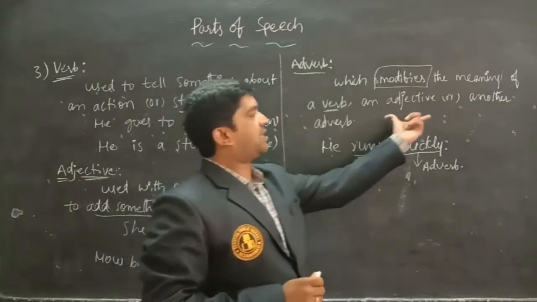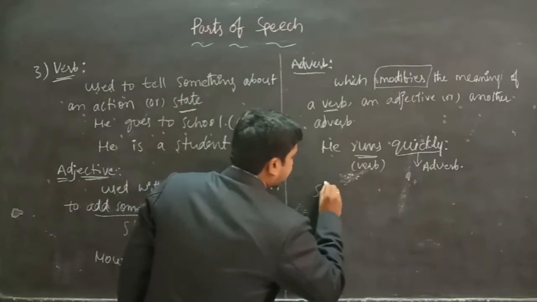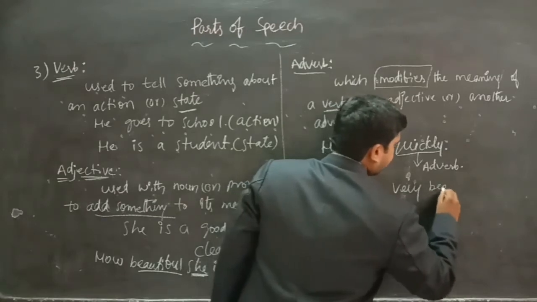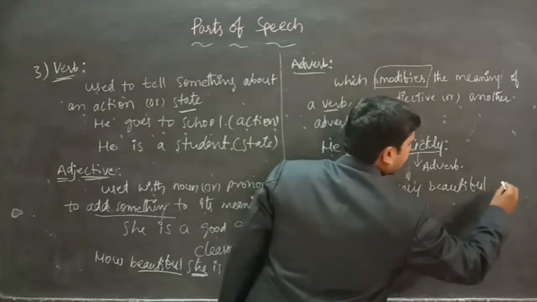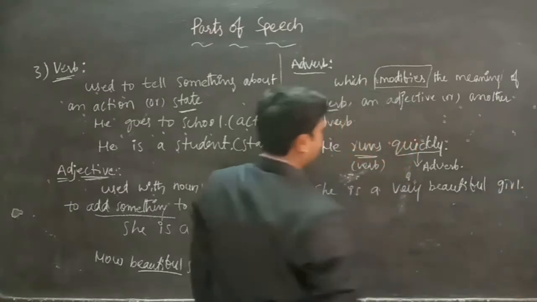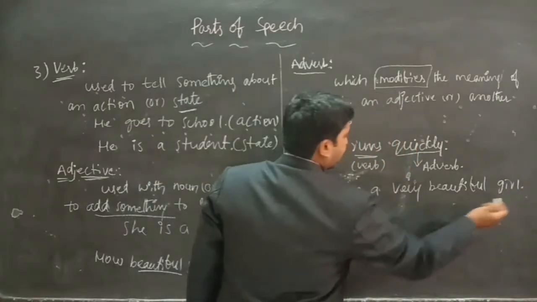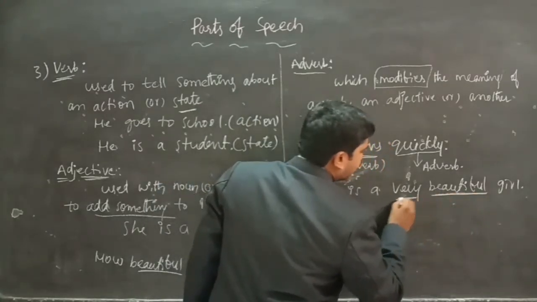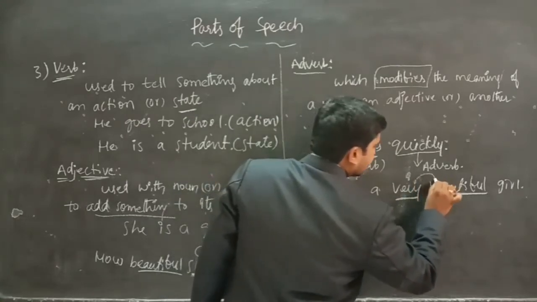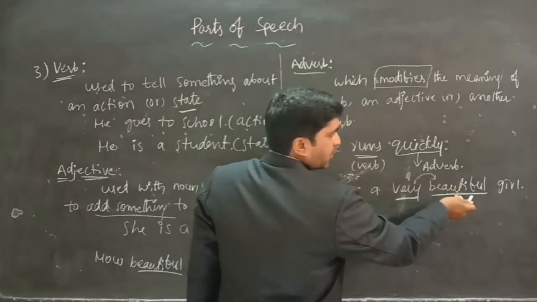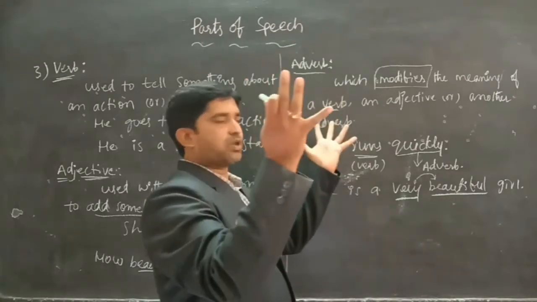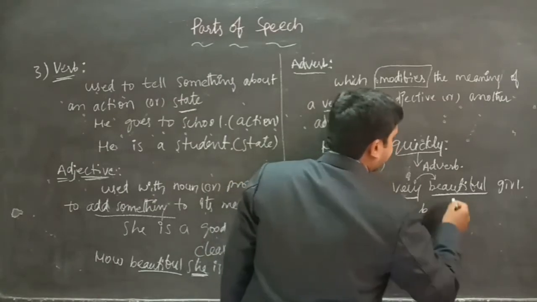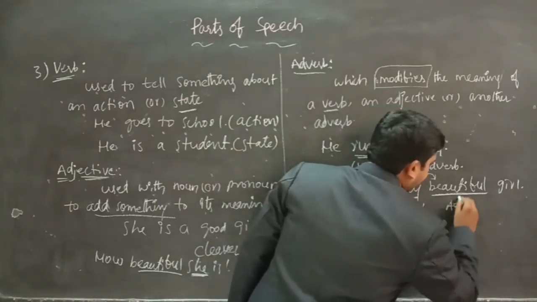And here with adjective. See that she is a very beautiful girl. Here see, she is a very beautiful girl. Here beautiful is adjective and here they are adding very beautiful. Means they are adding something to beautiful. Means it is more beautiful. So here very is adverb and it modifies the meaning of adjective.